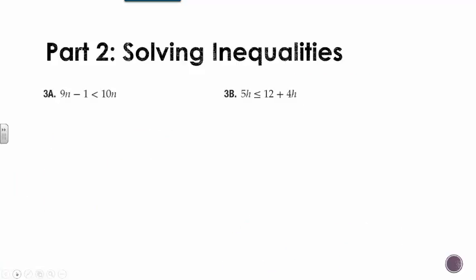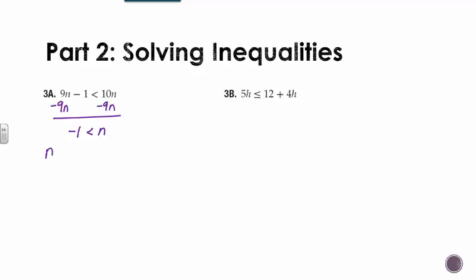Let's try some more that require a little more work. When you look at these ones here, the first thing you notice is you've got numbers on one side and letters on two sides. So we have to consolidate our letters. Let's subtract 9n from both sides. When that happens, I get negative 1 is less than n, and I'm done.